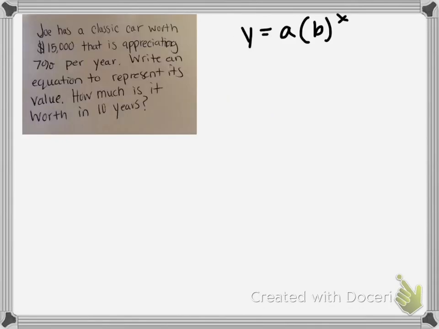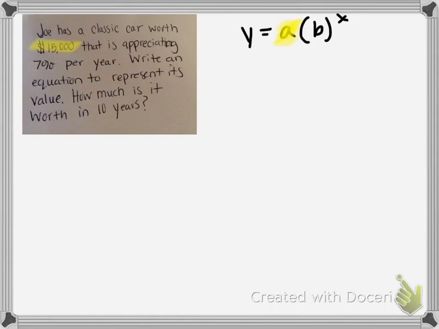All right, so we have a word problem here. Joe has a classic car worth $15,000 that is appreciating 7% per year. Write an equation to represent its value. How much will it be worth in 10 years? This is 2 questions, really. We need to find our A and our B value. So we'll start with A. Remember I had mentioned before, A is usually pretty easy. They're going to give you that amount.